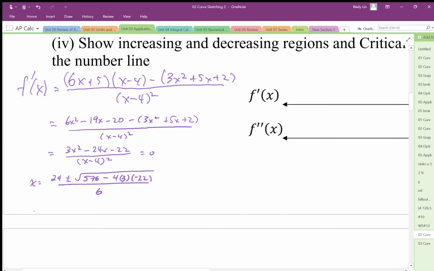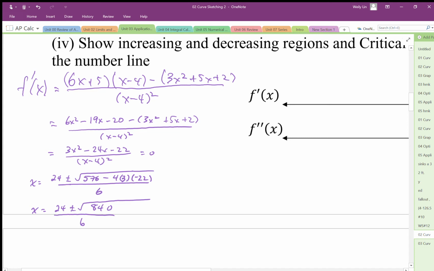When I work this out and plug that all into my calculator, I get 24 plus or minus the square root of 840. Just double check that. It's 576 minus 4 times 3 times negative 22. That's 840. Then we can factor that and simplify that expression.